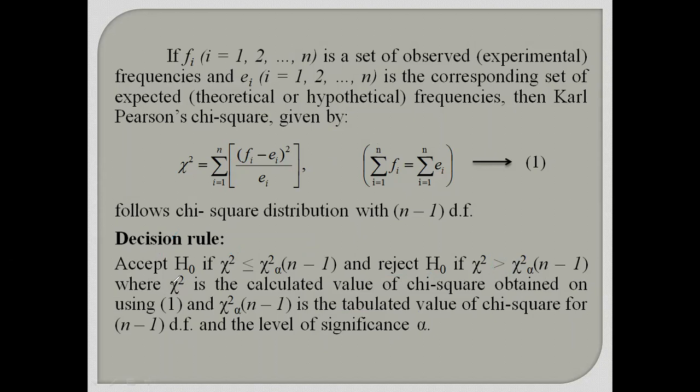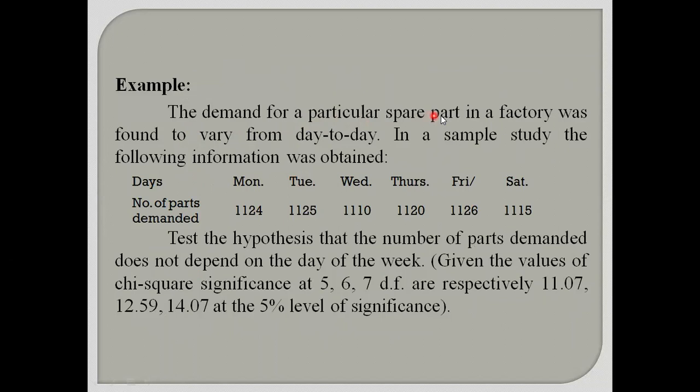Now, according to this, we'll see an example. The demand for a particular spare part in a factory was found to vary from day to day. In a factory, if they are manufacturing spare parts, it cannot be the same for all the days. It will vary day to day, that means Monday, Tuesday, Wednesday, like this. Here they are telling that it varies day to day.